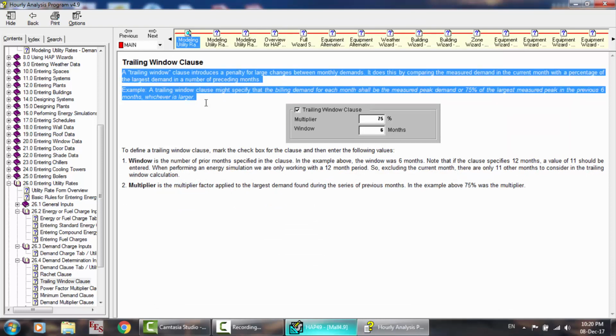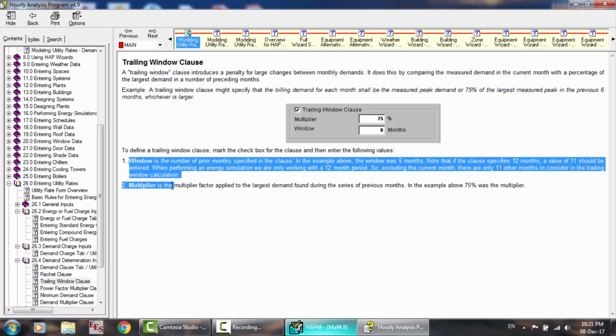Also, the trailing window. A trailing window clause introduces a penalty for large changes between monthly demands. It does this by comparing the measured demand in the current month with a percentage of the largest demand in a number of preceding months. For example, a trailing window clause might specify that the billing demand for each month shall be the measured peak demand or 75% of the largest measured peak in the previous 6 months, whichever is larger. So, to define it, mark this box. Here are the window and the multiplier.